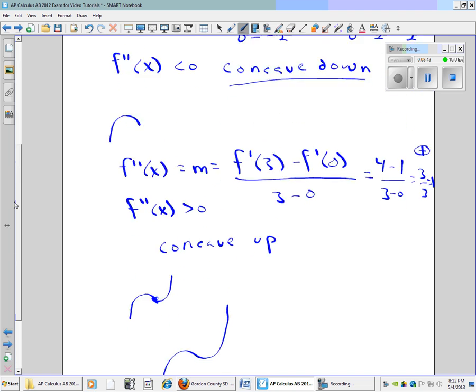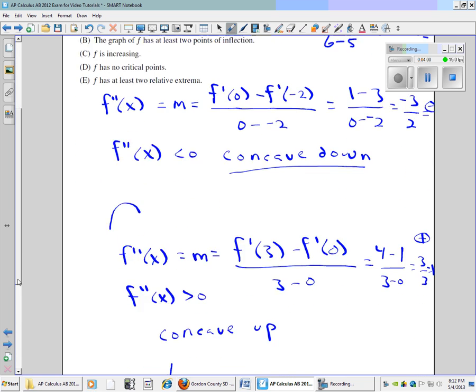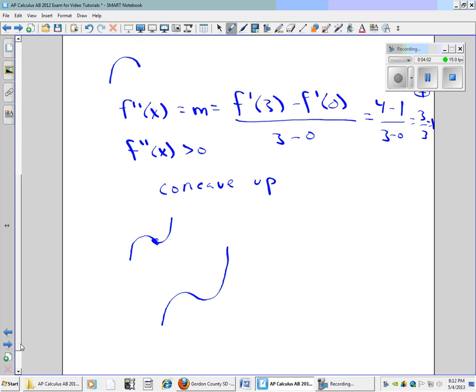All right, let's look at the last one. We'll have 5 minus 7 divided by 6 minus 5, which will give me -2 over 1, which is negative, so that's concave down. So I went from concave down to concave up, and now it's concave down again. So what I'm seeing are 2 points of inflection.